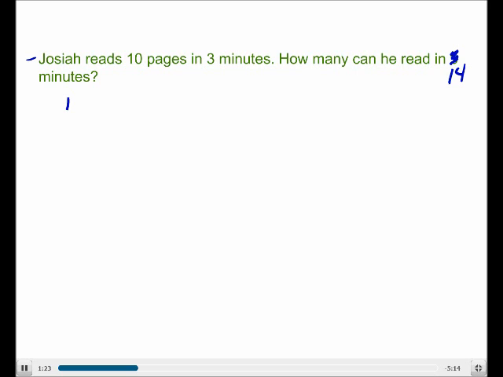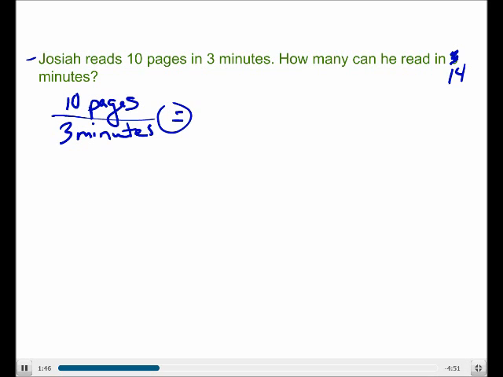So Josiah reads 10 pages in 3 minutes. Get this proportion down. A proportion is two ratios in fraction form with an equal sign in between them. That's what a proportion is. It's comparing two sets of ratios or two fractions. So make sure also to label these. That's going to be really important as we go through this, to take the time to label all of these. So minutes and pages, make sure that you have that down as well.